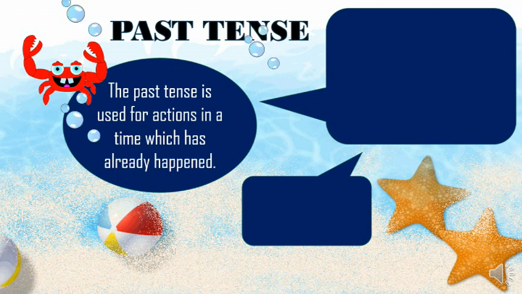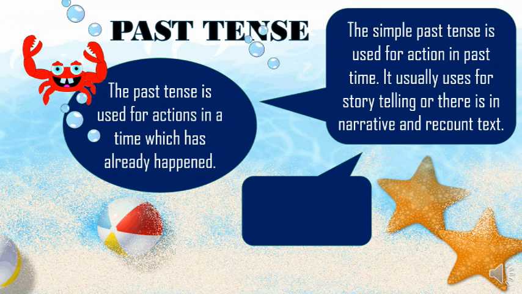Okay, then let's see the simple past tense. The simple past tense is used for actions in past time. It is usually used for storytelling and in a narrative or a recount text. So our main area is recount text, right? So we need to know what simple past tense is.